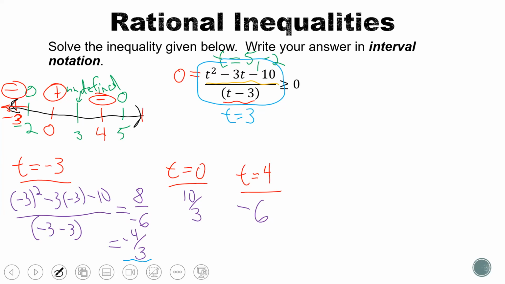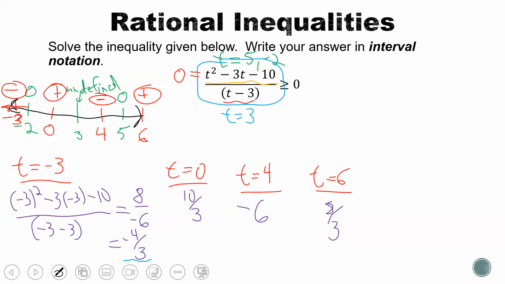And then finally, we choose a value bigger than 5. I'm going to use 6. So t equals 6, we plug this in here. And what we'll find is that we get 8/3 in this case. And again, most importantly, that's a positive 8/3. So we know that for all values bigger than 5, this function outputs positive numbers.